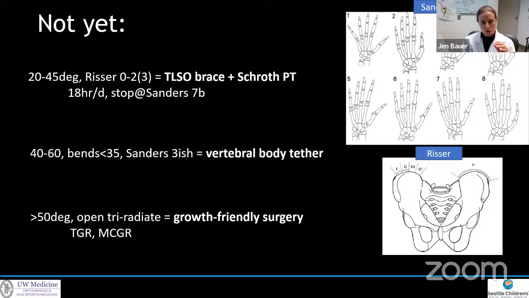But what you should take away from this is a curve over 50 degrees is one that will keep getting bigger generally for the rest of their life. If they're still growing, it's definitely going to get a lot bigger, so you have to do something about it. If they're done growing, it's probably going to get slowly bigger, so you talk about doing something about it because of the effect on their lungs decades later. So that's really what idiopathic scoliosis treatment boils down to.